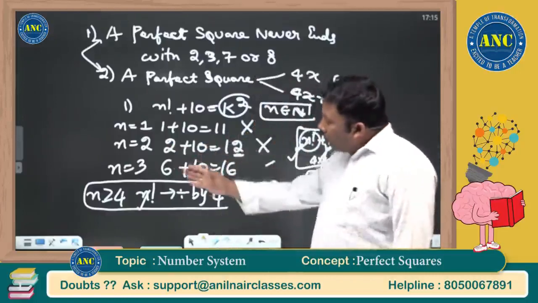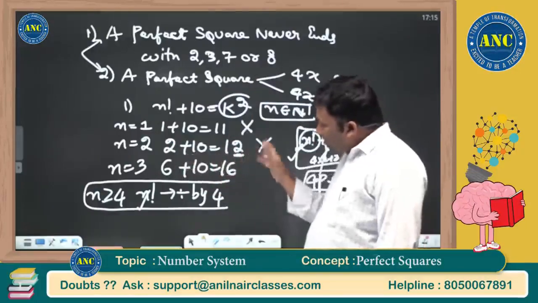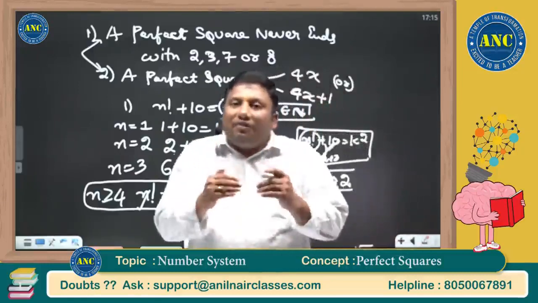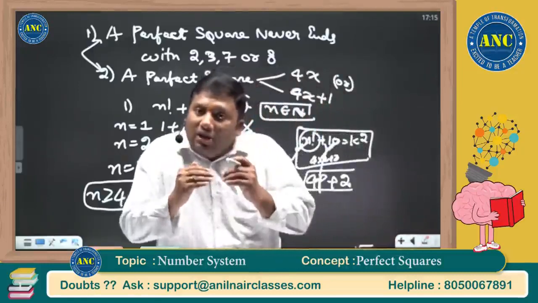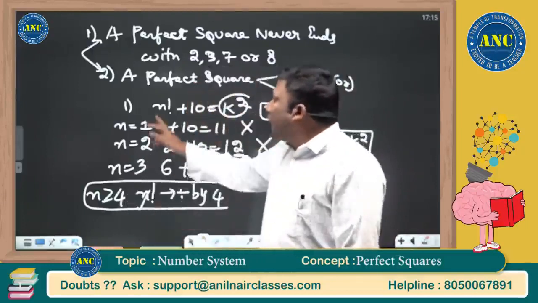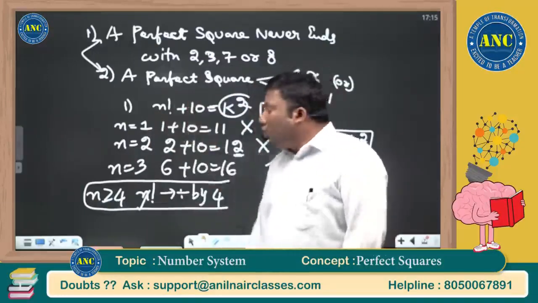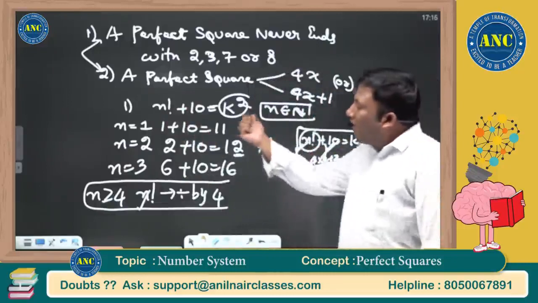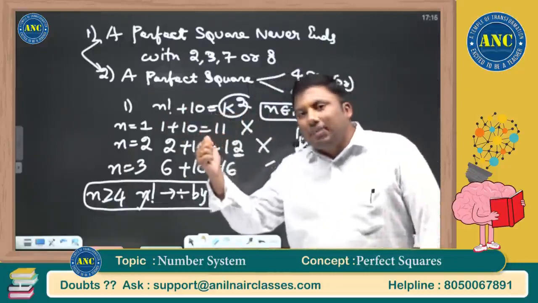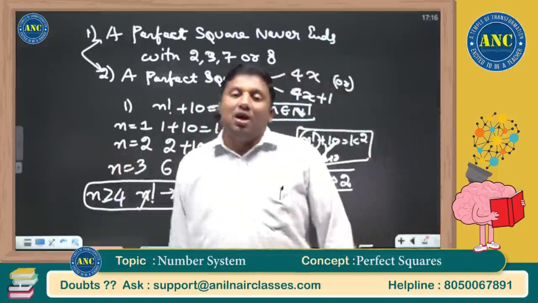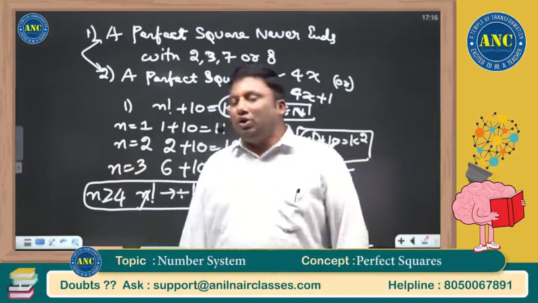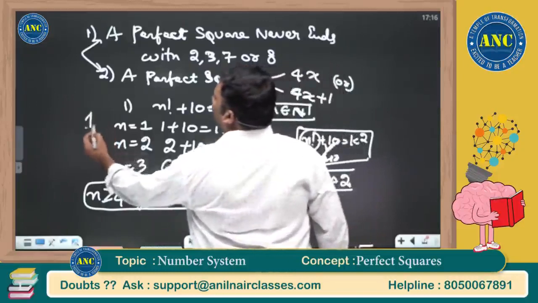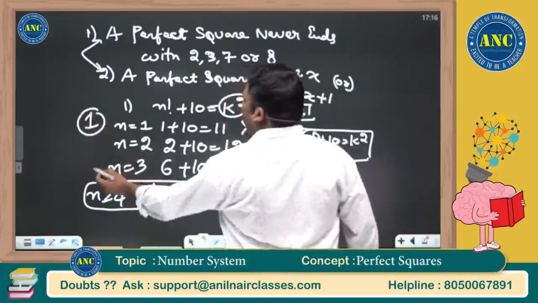Second question, n is 3: 6 plus 10 is 16. Perfect square. From 4 onwards, 4 factorial, 5 factorial, 6 factorial and so on, all are divisible by 4. 10 is 4 into 2 plus 2. Left hand side is 4 into something plus 2. Right hand side, because it is a perfect square, should be of the form 4 into something or 4 into something plus 1. The answer is only one value n will take, and the value of n is 3.